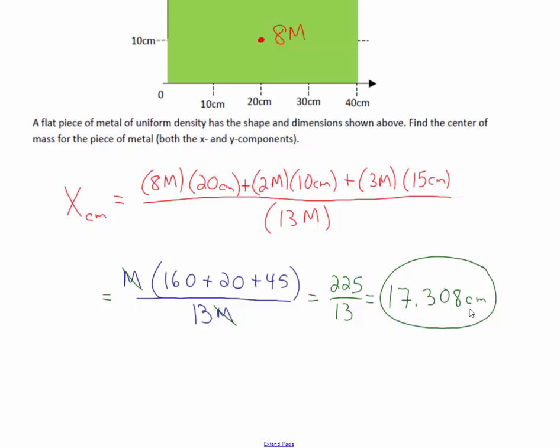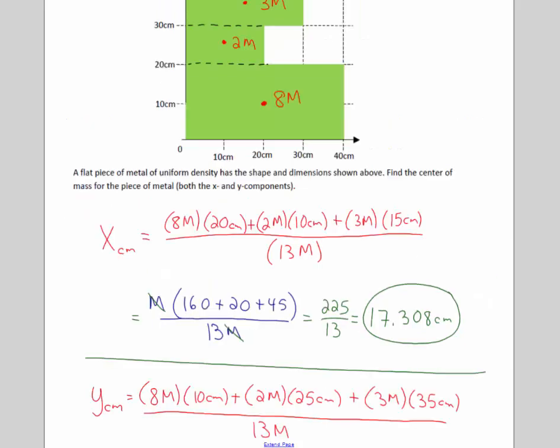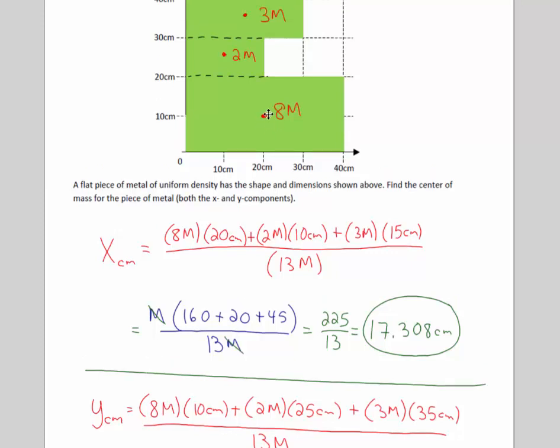We also need to find the y coordinate of the center of mass. The y coordinate of the center of mass we'll do the same way. So we take each mass times its y position. So we have this first object, which has a mass of 8m. It's at a height of 10 centimeters. We have this next object, which is 2m, at a height of 25 centimeters.